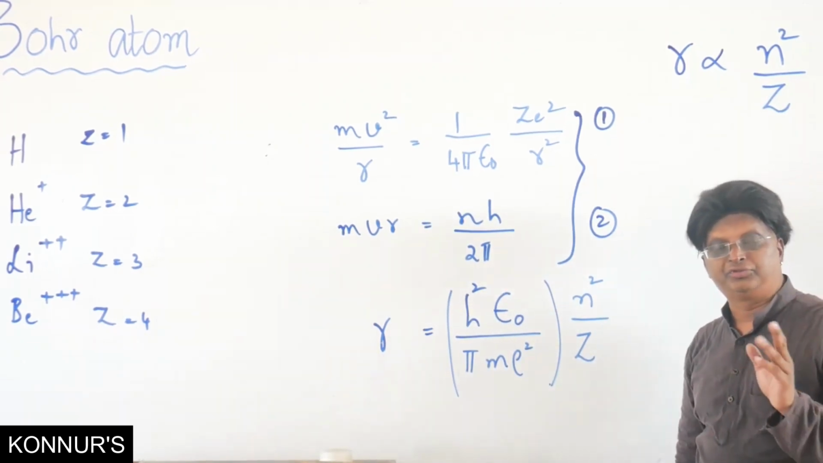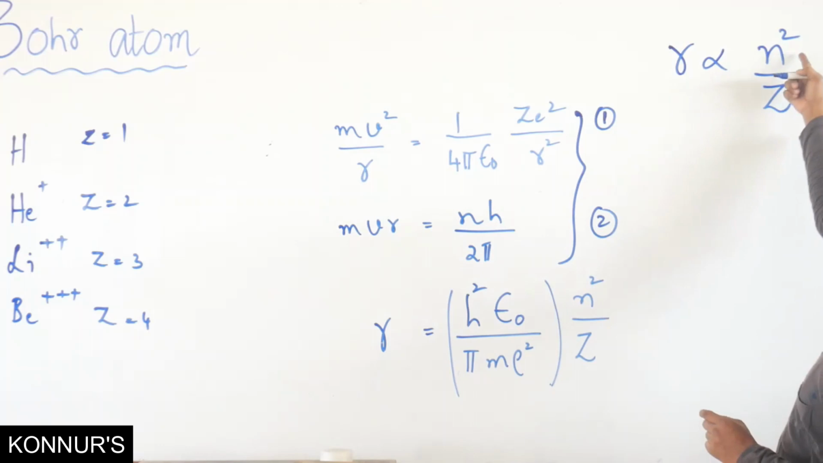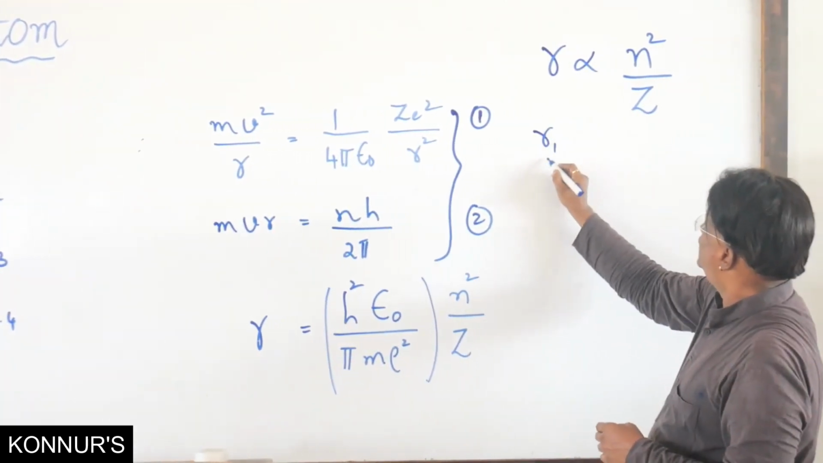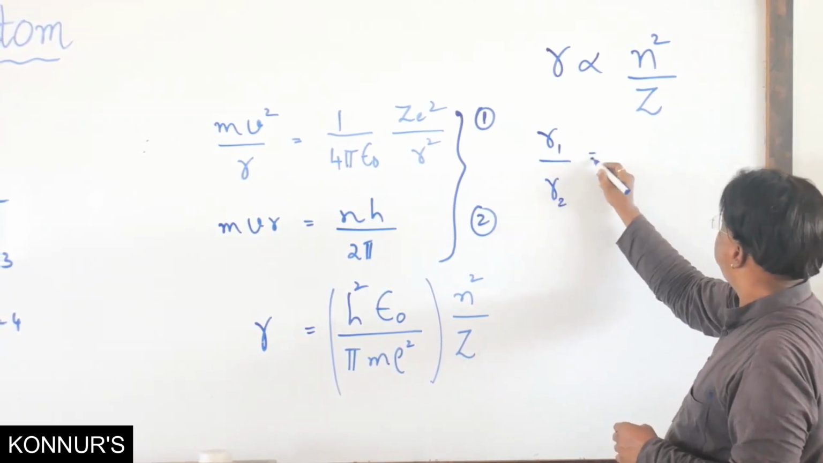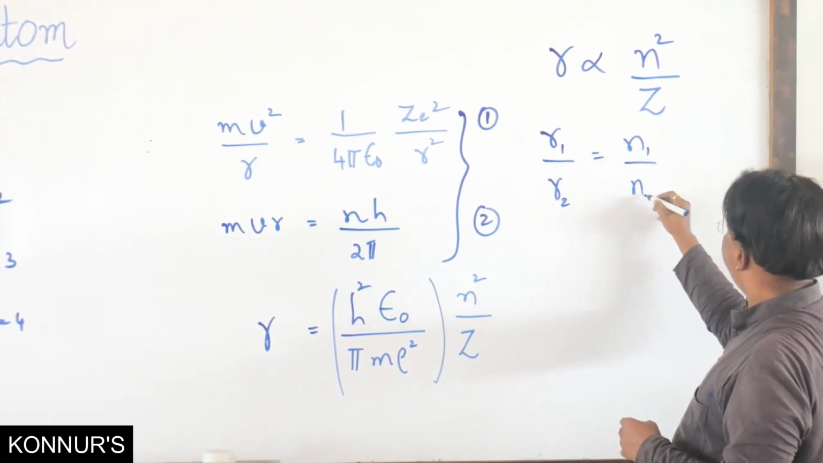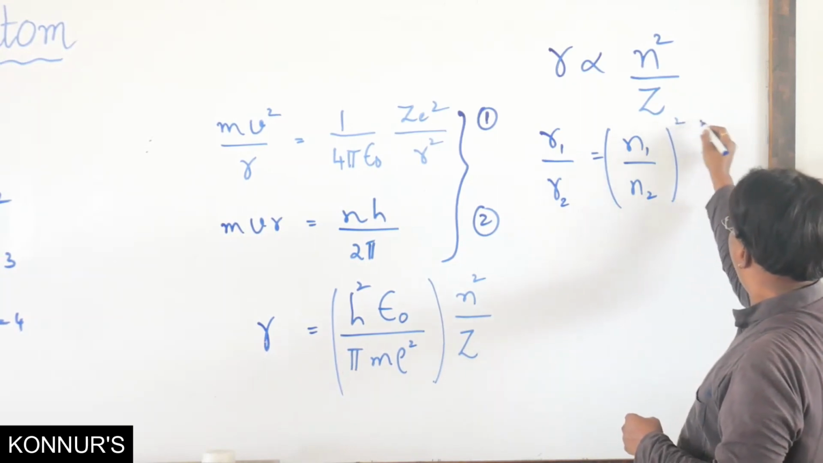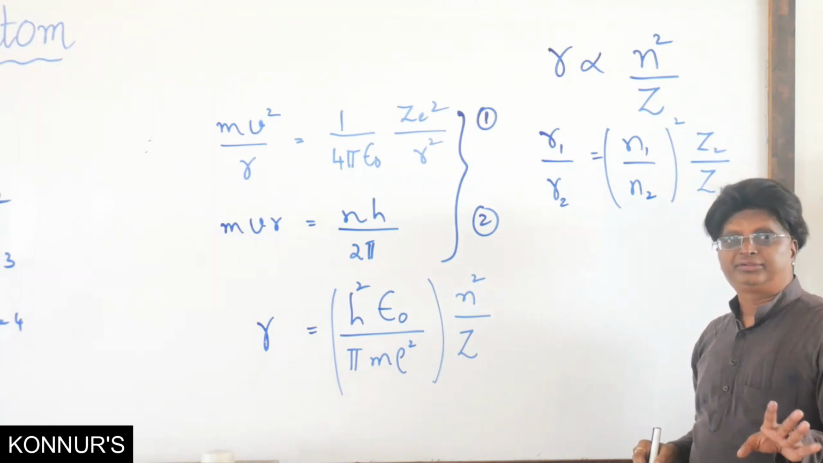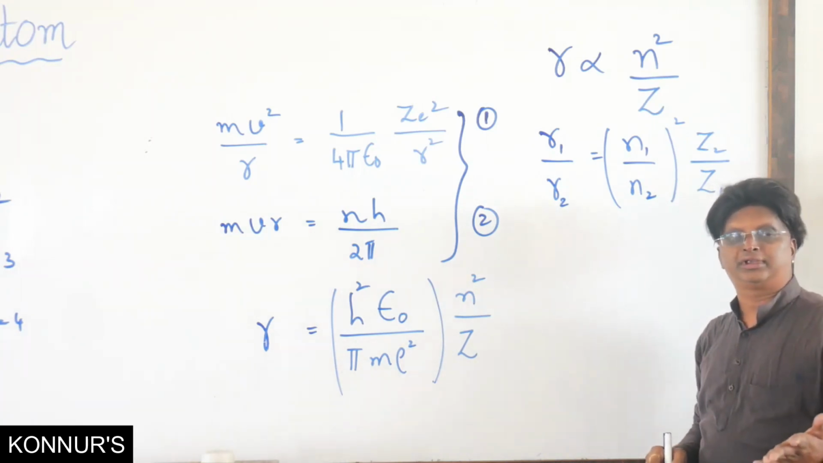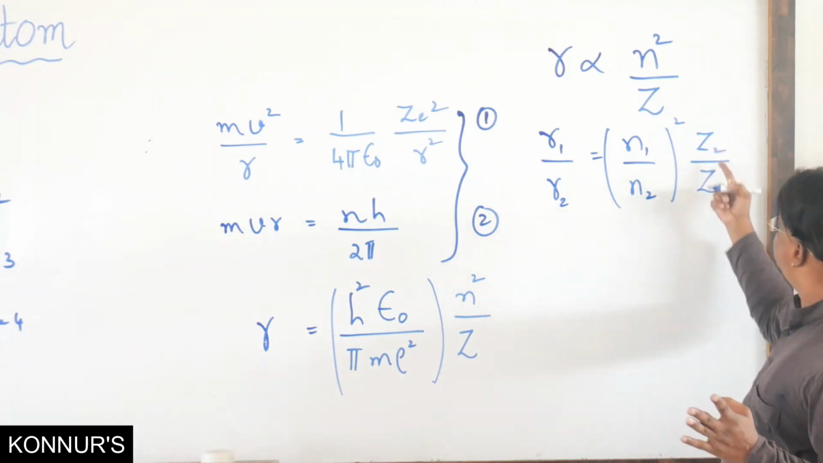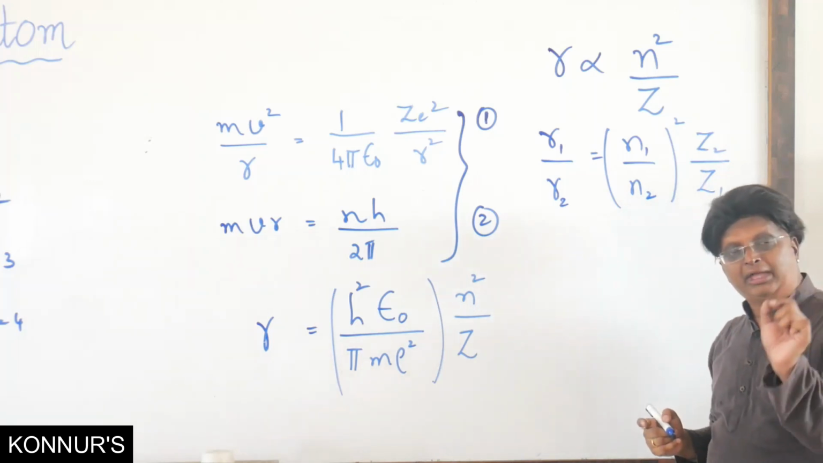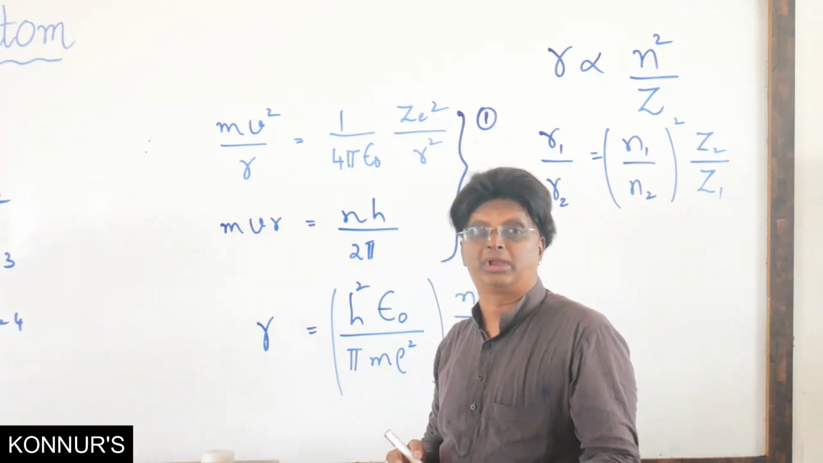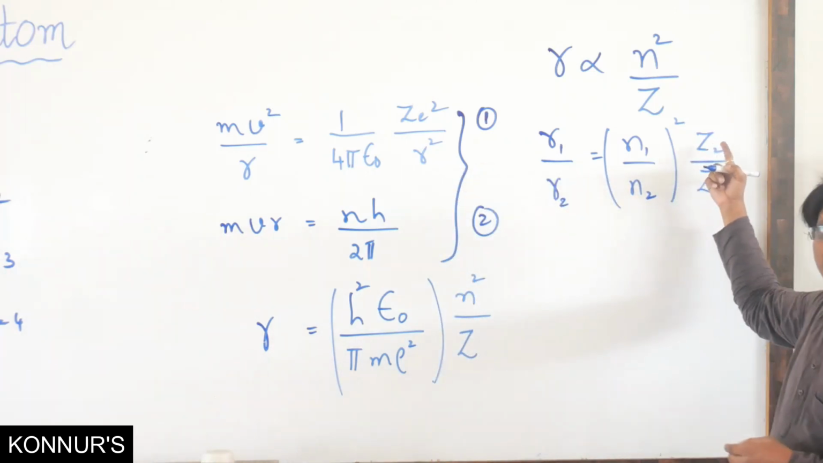So whenever it comes to the radius, r proportional to n squared by z, what does it mean? It means r1 by r2 is equal to (n1 by n2) squared times z2 by z1. These are comparisons, or one radius is given and we are asked for the other radius. When do we get this z1 by z2? When the value of some radius is given for one particular Bohr atom and we are asked for another Bohr atom. In such a case, we have these z values.